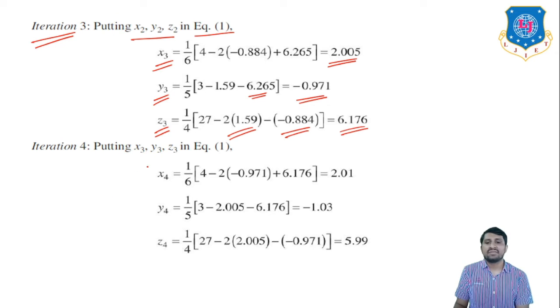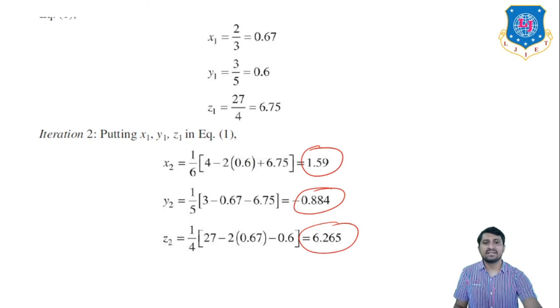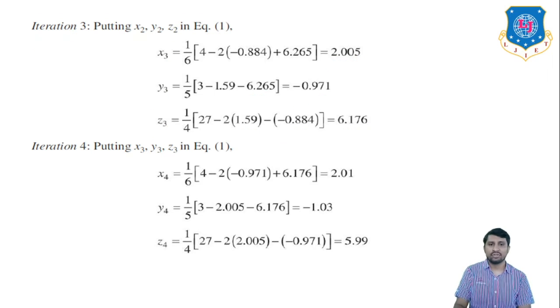And iteration 4. Still you have to continue this process, because see the difference: x2 is 1.59 and x3 is 2.005. Still we have to continue. Now putting the values x3, y3 and z3 in equation number 1, x4 is equal to (4 minus 2 times minus 0.971 plus 6.176) divided by 6.